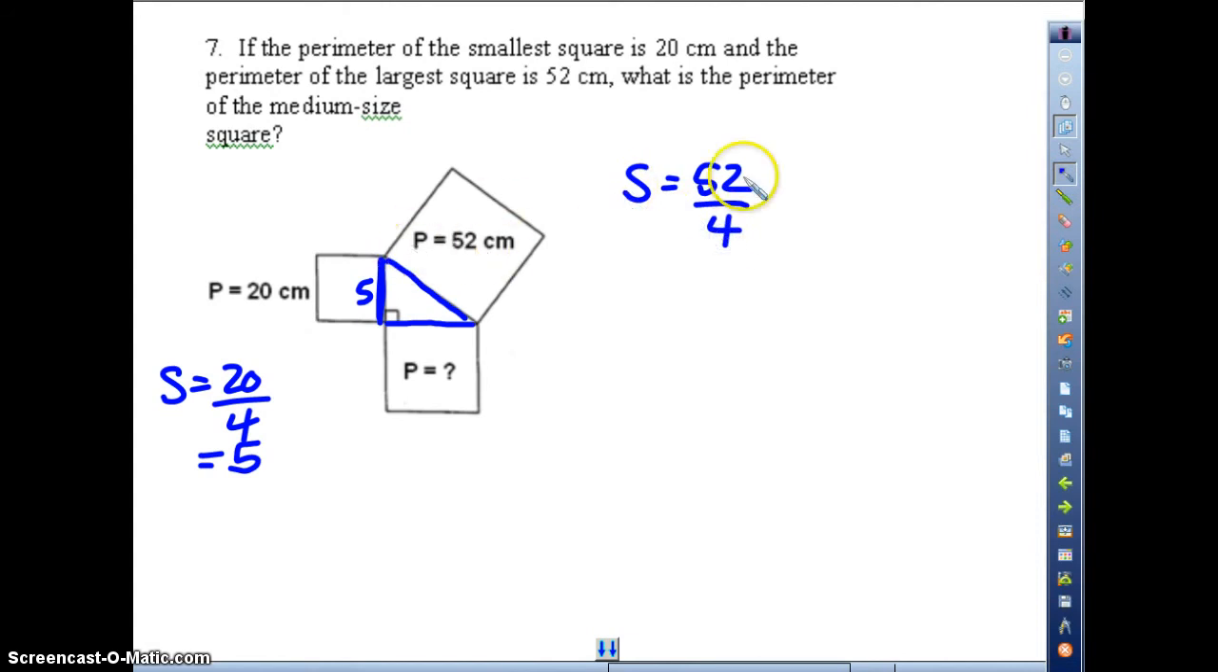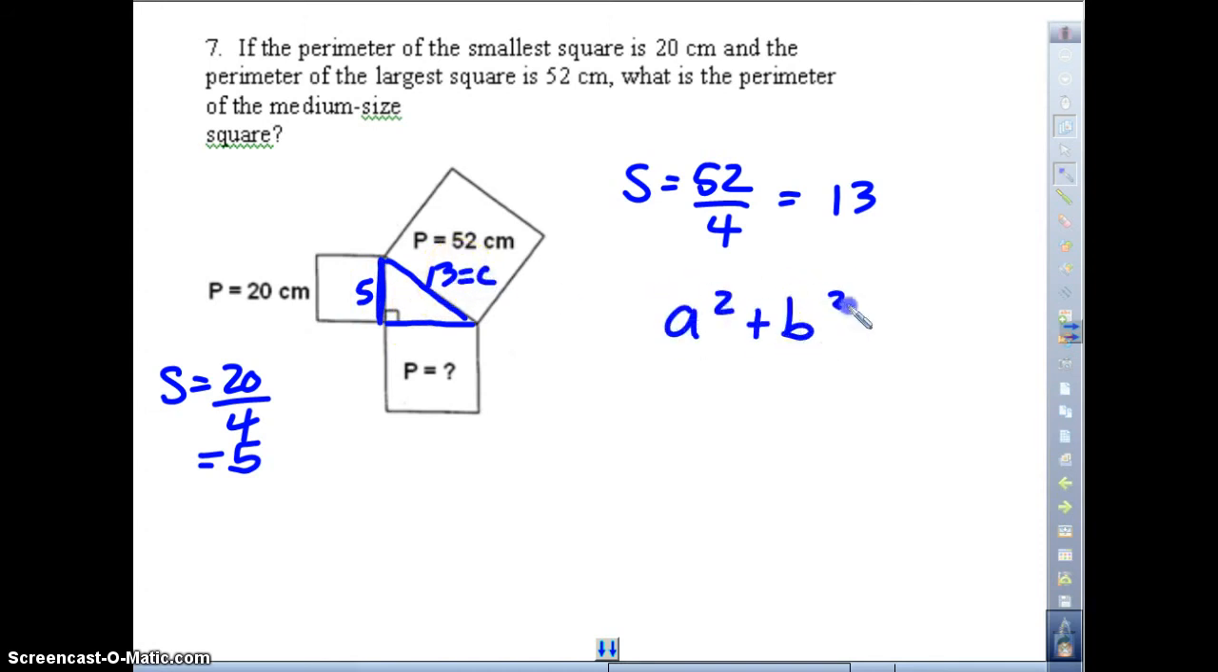You would never do this with the area. Let's see, that goes in there once. That's 13. So this side length here is 13. A squared plus B squared equals C squared. That's your C. A squared plus B squared equals C squared. Plug in what you know.